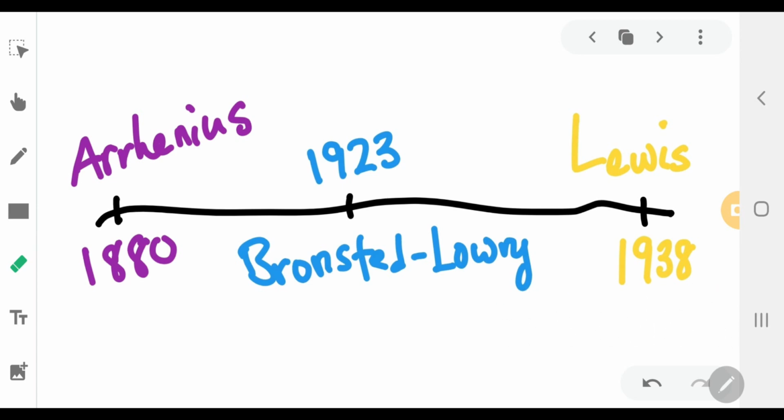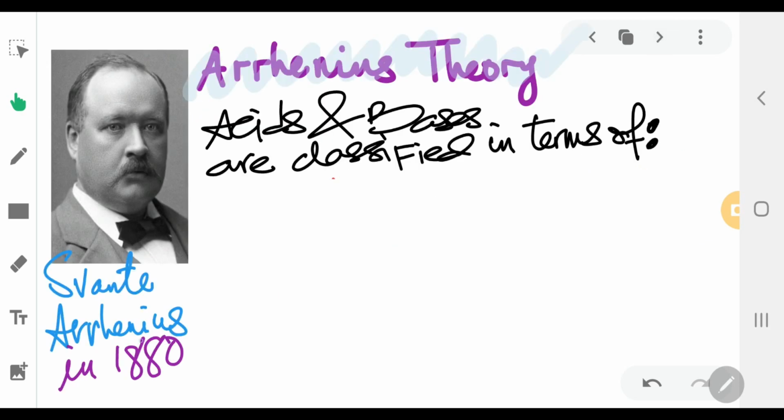Lewis made the acid and base theories better, and he added a few more pieces of information about acids and bases in 1938. Basically, this is the timeline of how the acids and bases that we know now, all the theories, were developed and combined together, and these are the theories that inform how we understand acids and bases now. So let's have a look at Arrhenius theory first.